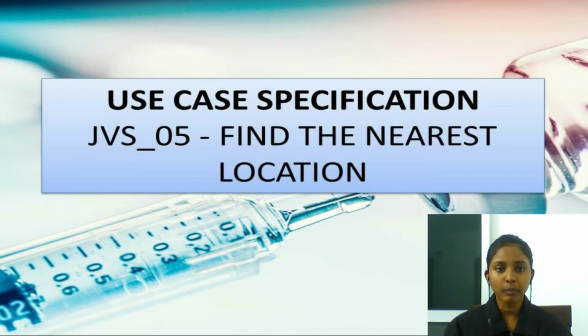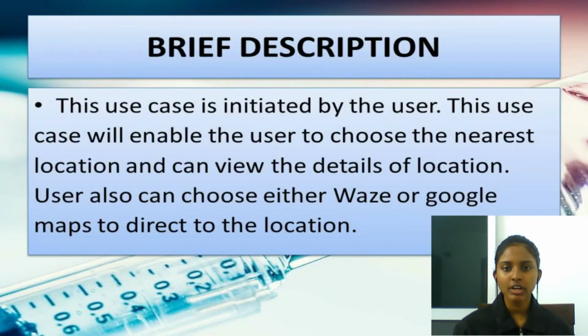Now I will present about use case specification for JBS05, find the nearest location. Brief description. Overall this use case will be initiated by the user and it will enable the user to choose the nearest vaccination location and view the details of the location. And user also can choose either Google Maps or Waze to navigate to the vaccination place.